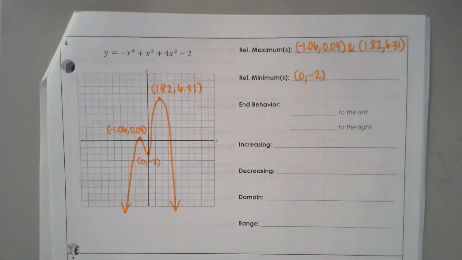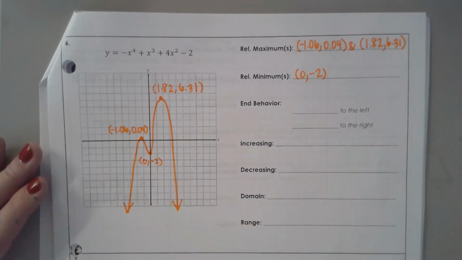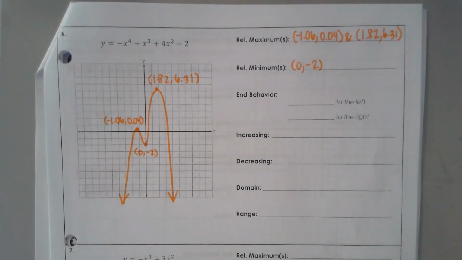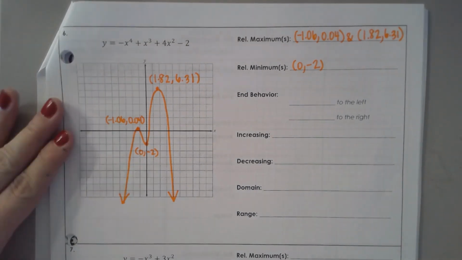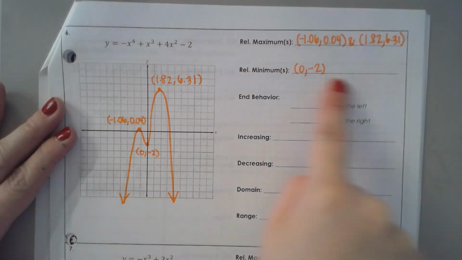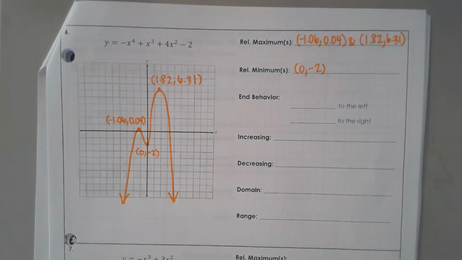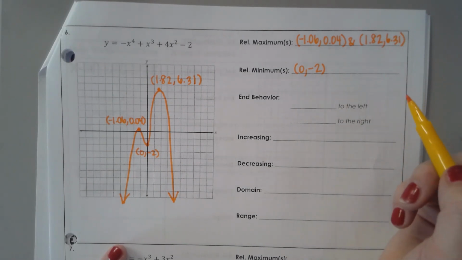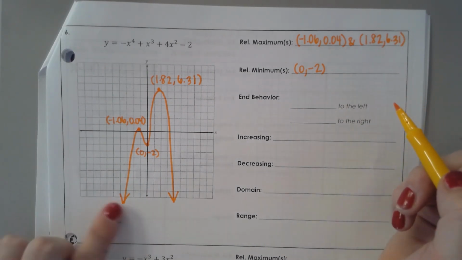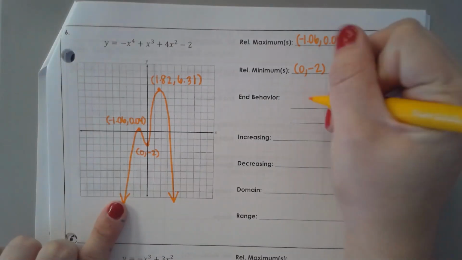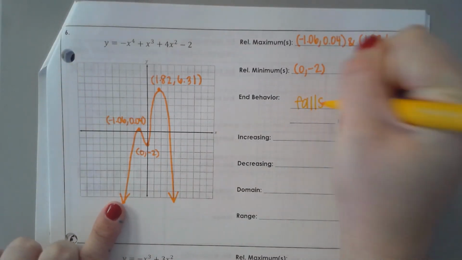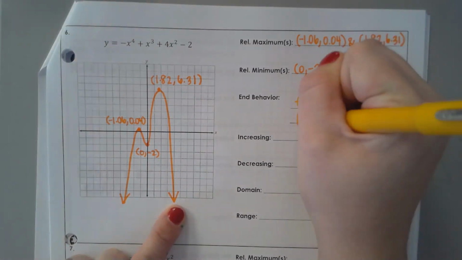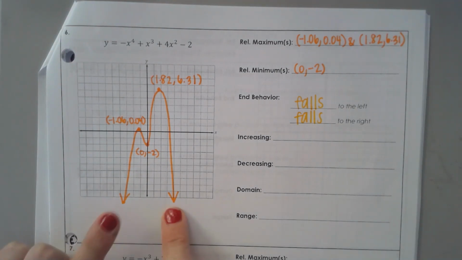So I have graphed both maximums, the minimum, and sketched in the whole graph. Next thing we're asked to do is find the end behavior. Where's the arrow pointing on the left side? The arrow is pointing down, so it falls to the left. And then on the right, there's an arrow, so falls. Both arrows are pointing down.